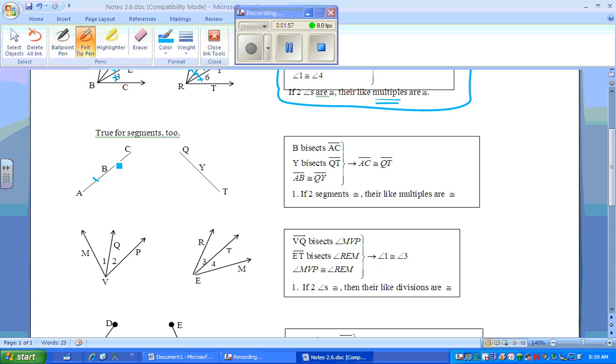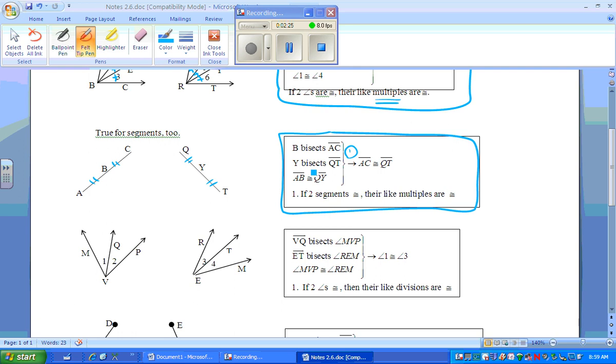So in the next example, we say it's true for segments. So B was bisected here, Y was bisecting here, and then AB was congruent to QY. So that means all four pieces are congruent. We can get AC congruent to TQ by using the idea of like multiples for what it looks like. So that's what I want you to use.